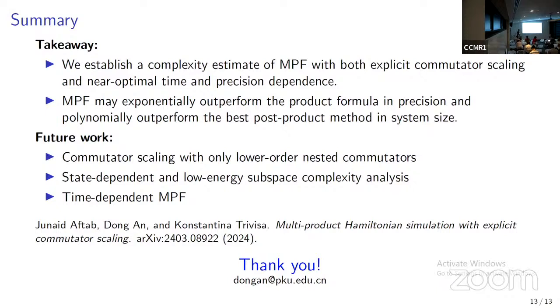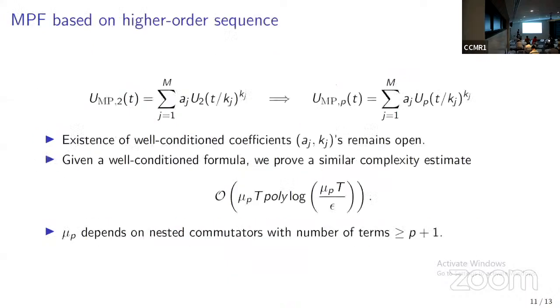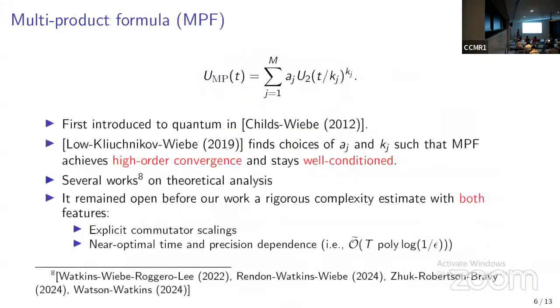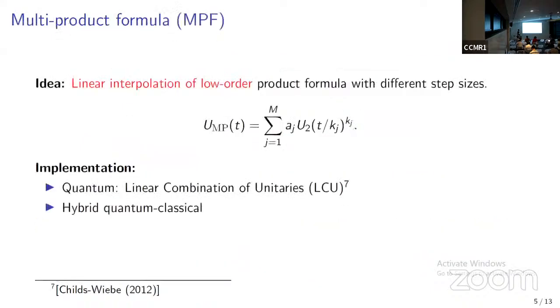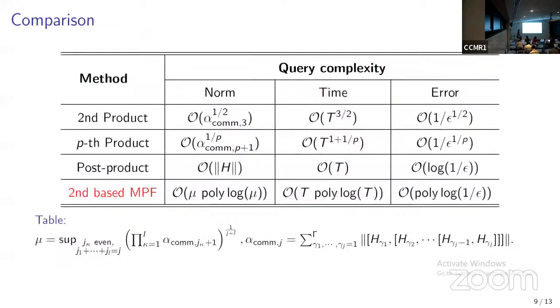Oh, I see. Yeah, that's a good point. Actually, when we make the comparison, it was not very fair, because I just mentioned this query complexity, but actually for the product formula and the post-product formula, we are using different query models. For the product formula and the multi-product formula, the query complexity is the number of the simple exponential terms that we are using, the time evolution operator of each H of gamma. So that is the terms that we are counting. But for the post-product method, we are counting a different query model, which is usually the block encoding of the entire Hamiltonian, something like that.